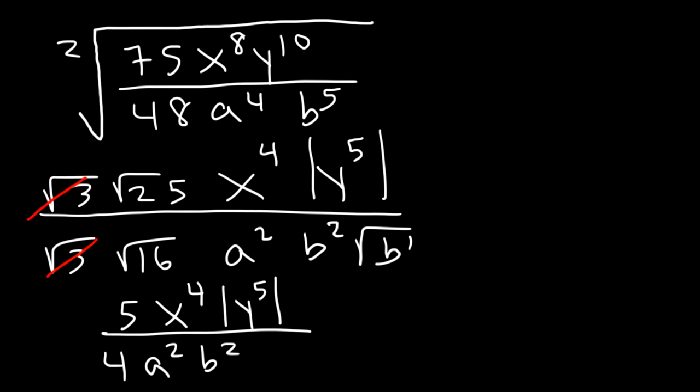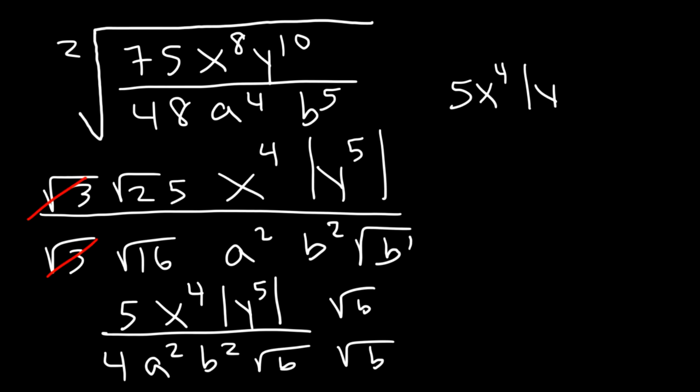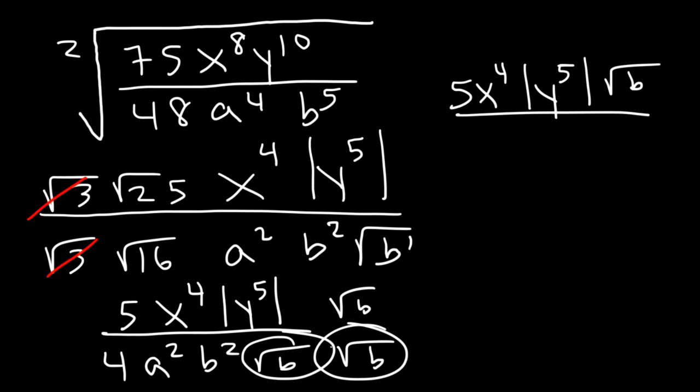Now we need to get rid of the radical on the bottom. So let's rationalize it. Let's multiply the top and the bottom by root b. So the final answer is 5x to the 4th, y to the 5th, square root b, divided by, now these two will become b, and b times b squared is b cubed. So it's 4a squared, b to the 3rd power. That's the final answer.